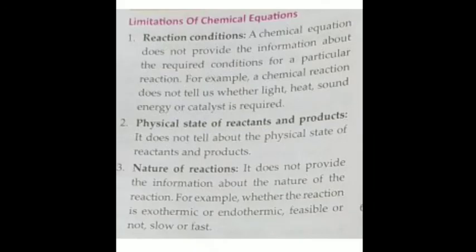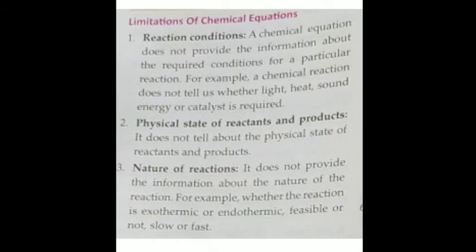So limitations of chemical equation, that is, what are the certain things that we are not writing in a chemical equation, and the chemical equation does not give an idea about those things. Those are known as the limitations of chemical equations. So we don't know the conditions under which the reaction is taking place. A chemical equation does not provide the information about the required condition for a particular reaction.